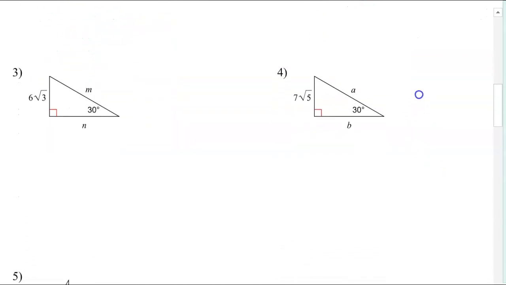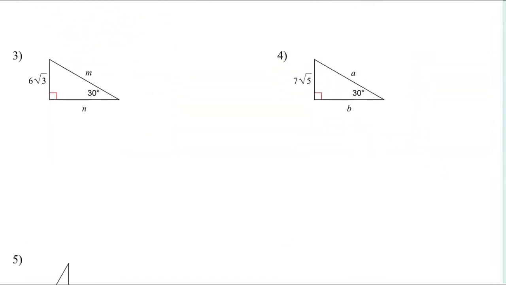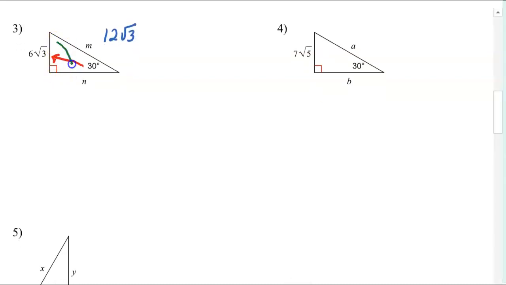Let's take a look at a couple other examples. In problem number 3, we're given that the short leg is 6 root 3. To get the hypotenuse, we're going to double that, so 12 square root of 3. And to get the long leg, we're going to take the short leg and multiply by the square root of 3. That becomes 6 square root of 9, which is 6 times 3, or 18. So the long leg is 18.